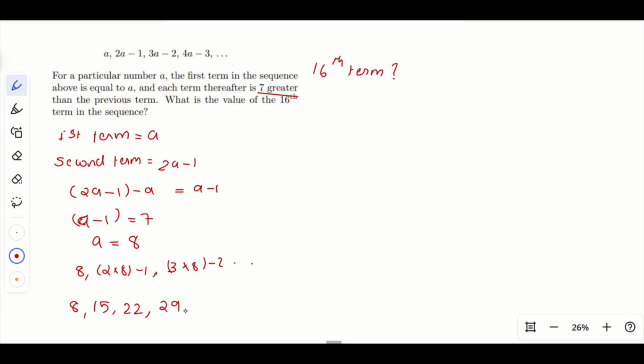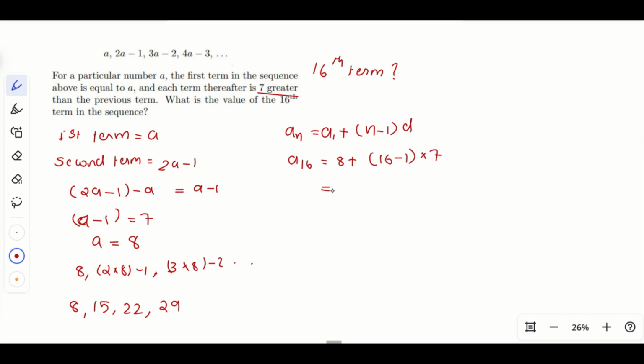Now we have to find the 16th term. For that, we can use the formula for the nth term: a_n is equal to a_1, the first term, plus n minus 1 into the common difference. We can substitute the values. We have to find a_16, so a_16 is equal to 8 plus 16 minus 1, into the common difference 7.